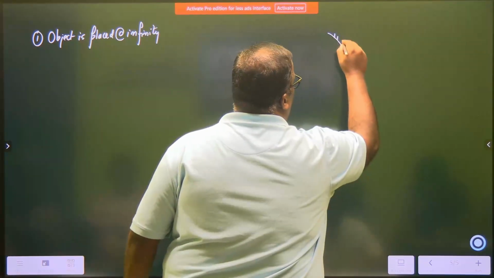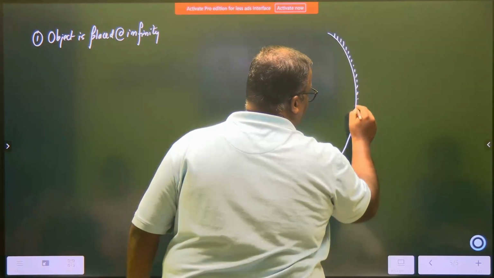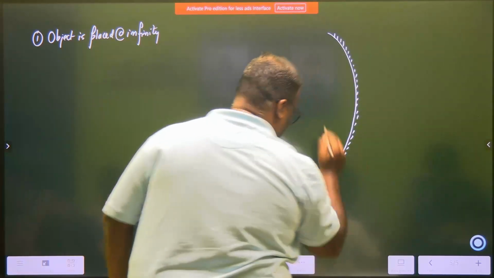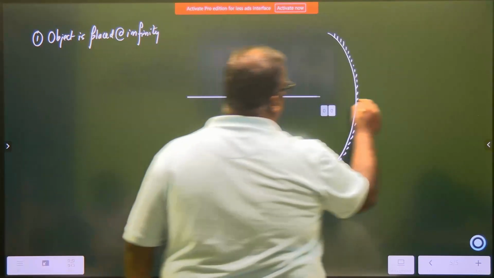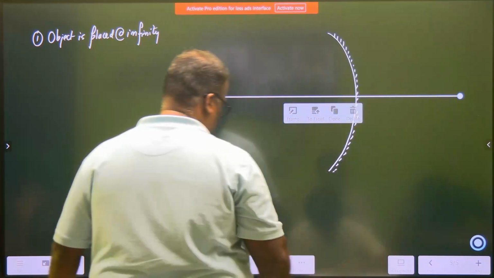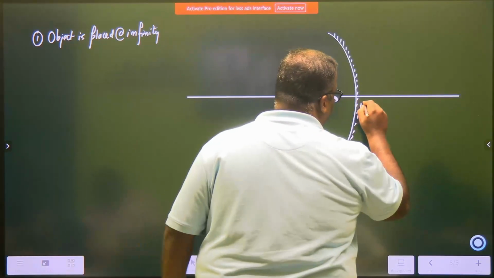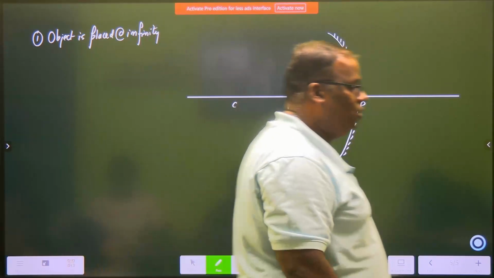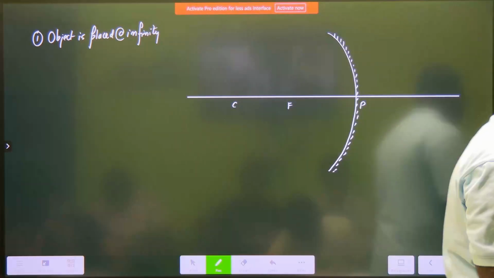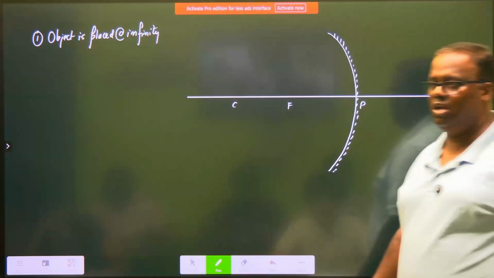So make a concave mirror. And then draw your principal axis. Then name some points P, F, and C. Now your object, okay, some of the assumptions that we have.